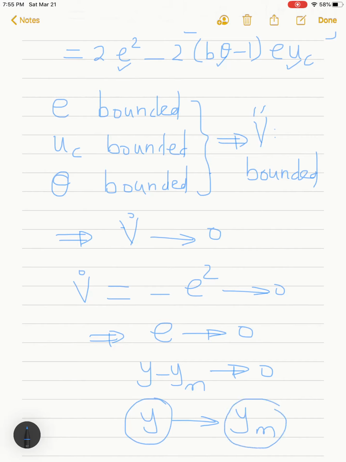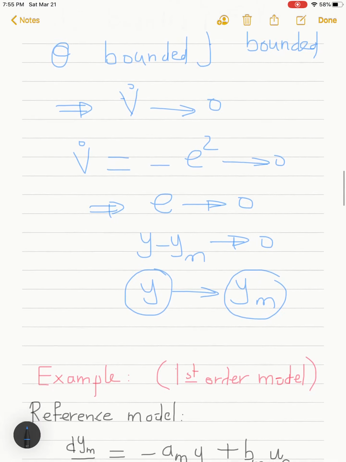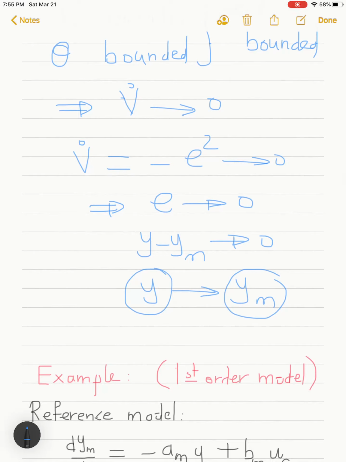How about the estimated parameter theta? Will it go to the required value or the true value 1 over b? Actually no, there is no guarantee that will happen. Theta will go to 1 over b if some excitation condition is okay.